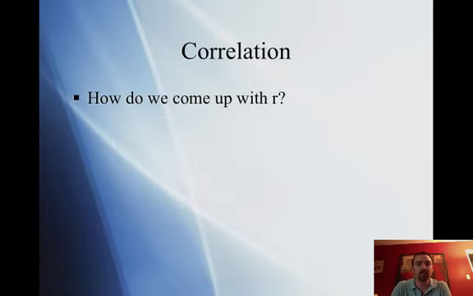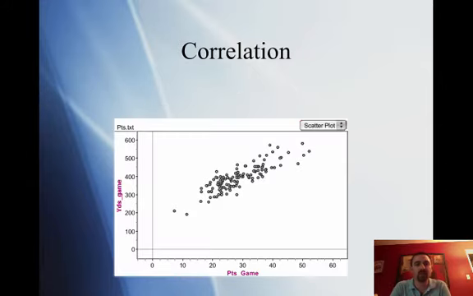So the question is, how do we come up with R? Let's go to this picture and try to decide. R has got to be positive here. It looks fairly linear, not terribly grouped, but fairly linear. So R is going to be somewhat close to the number 1.